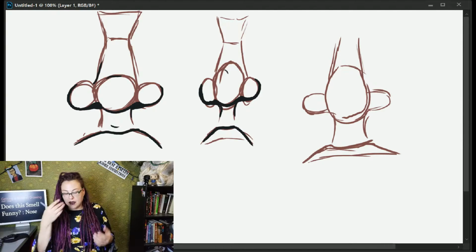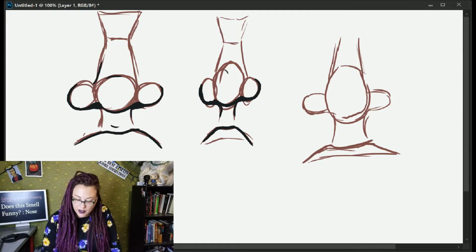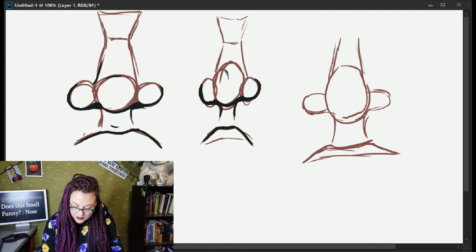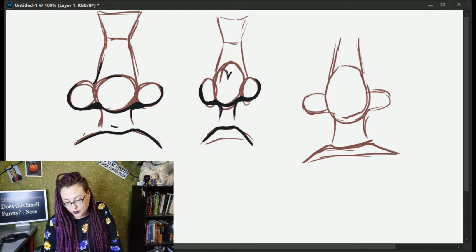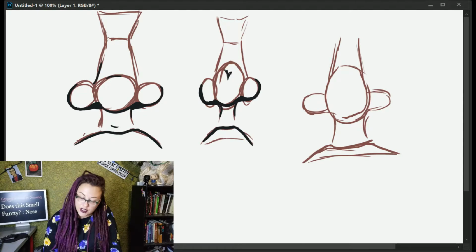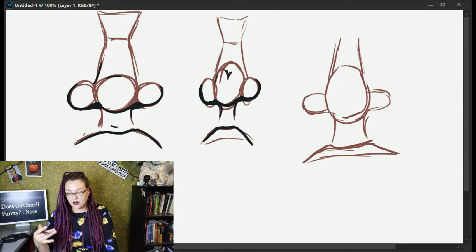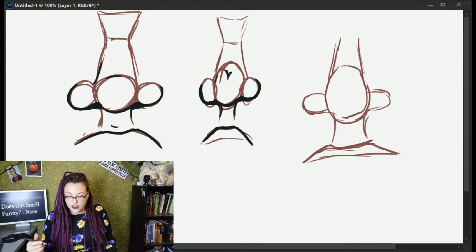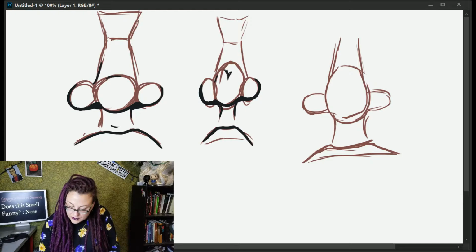Some people have a little bit of a ridge in the middle of their nose, and this is because the nose is actually made up of two bits of cartilage, and some people's cartilage discs are less fused than others, which creates these shapes.